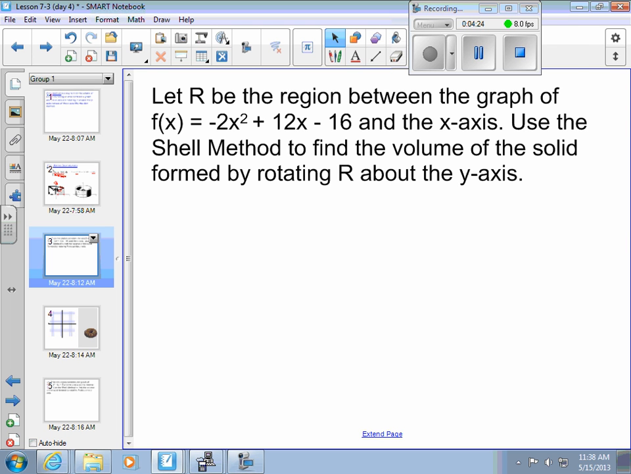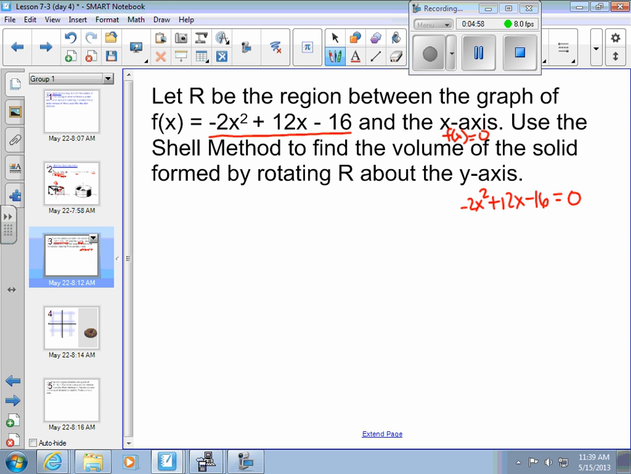Now, if we are looking at the shape right here of this function and the x-axis, we know another equation for the x-axis is f of x equals 0, or y equals 0. One way we could find this out is to put these two equal to each other. So we could put negative 2x squared plus 12x minus 16 equal to 0 and figure out where they intersect. Where does that function intersect the x-axis?